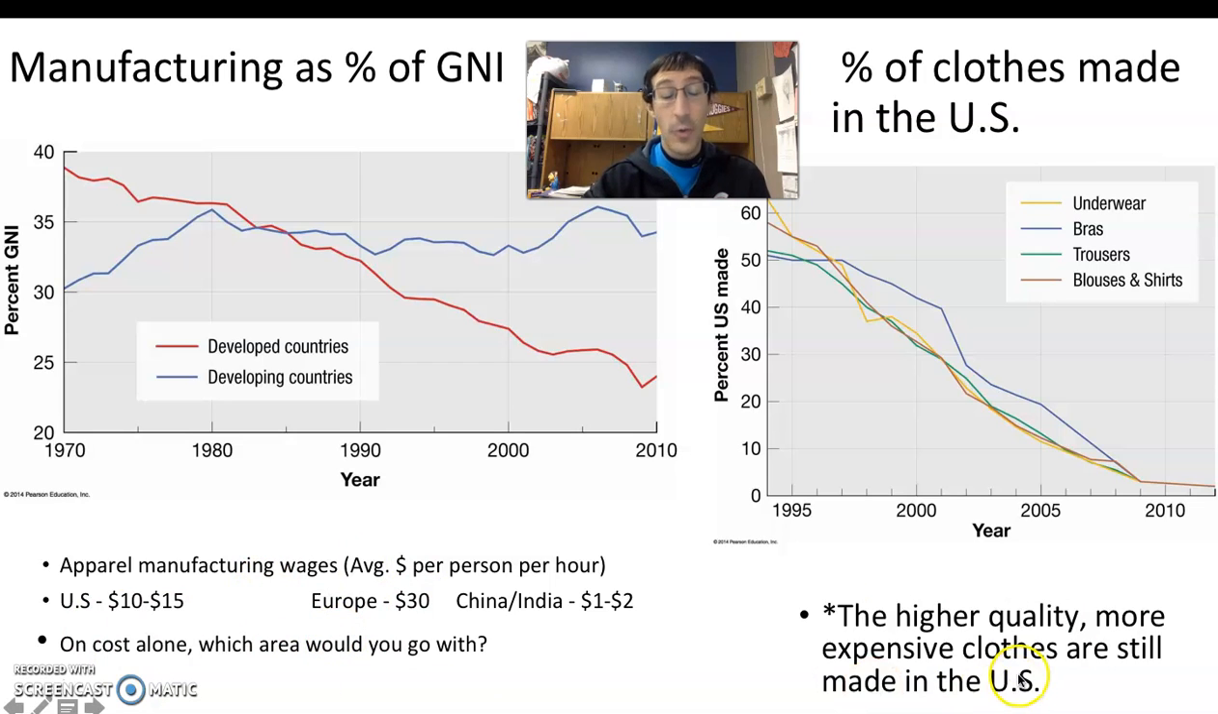Okay. The higher quality, the more expensive stuff is still going to be made in the United States and within Europe. But again, that's only for the highest quality, the highest rated, whatever fits in there.